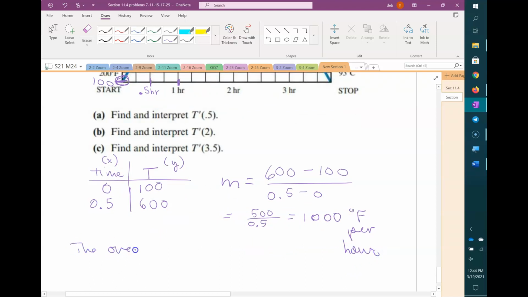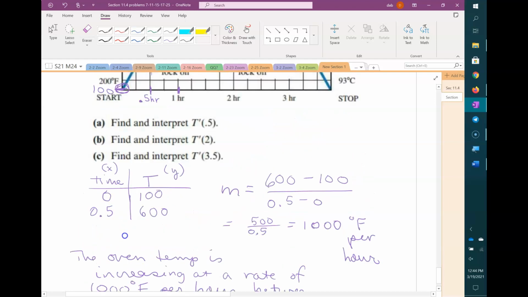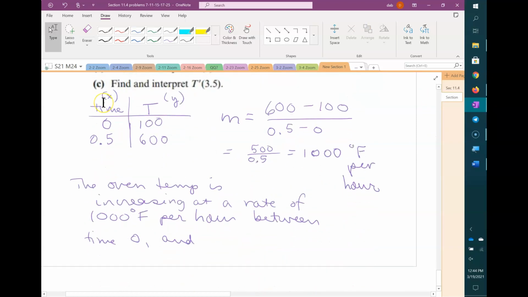So the oven temperature is increasing at a rate of 1,000 degrees Fahrenheit per hour everywhere between time 0, and it's a straight line, so it keeps going up at that rate until this point right here after 3/4 of an hour. Between time 0 and time 3/4 of an hour.